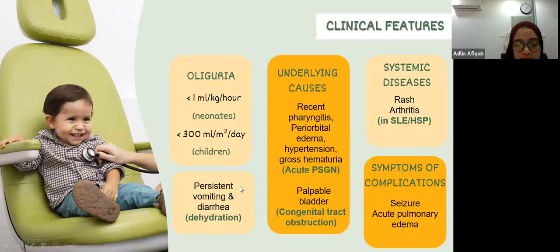So AKI can also be caused by dehydration, right? So children with persistent vomiting and diarrhea, we should take note of the AKI symptoms. So next is systemic diseases. Children with lupus nephritis or HSP nephritis can come with rashes or arthritis. And last but not least, children with AKI might already come with symptoms of complications such as seizure and shortness of breath in acute pulmonary edema.